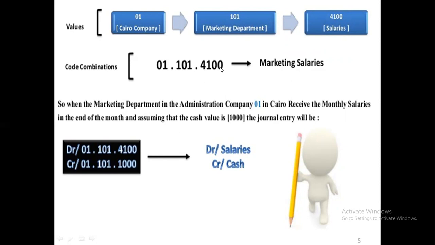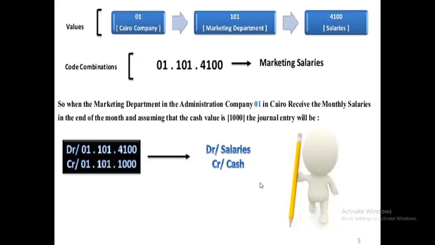So what is this? Company, marketing department, salary. It is called segment. Under that, the value which you are assigning is called segment value: 01, 101, 4001. That is called value. And this combined is called code combination. Code combination.